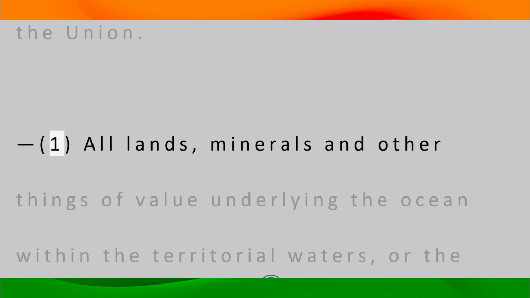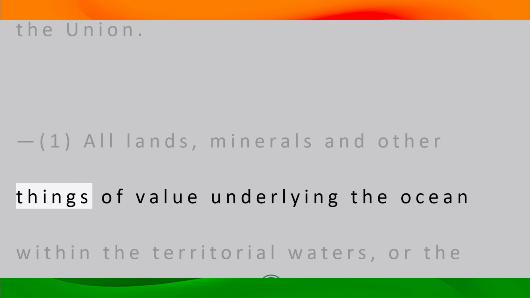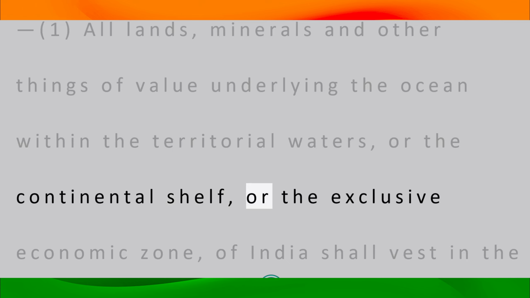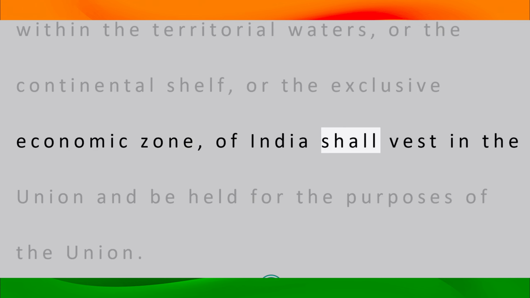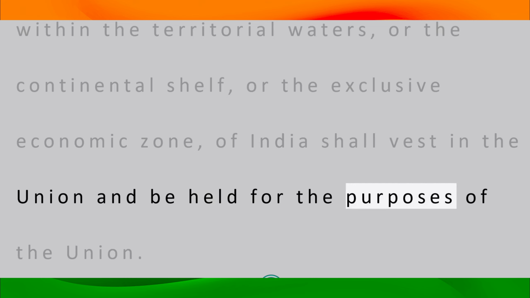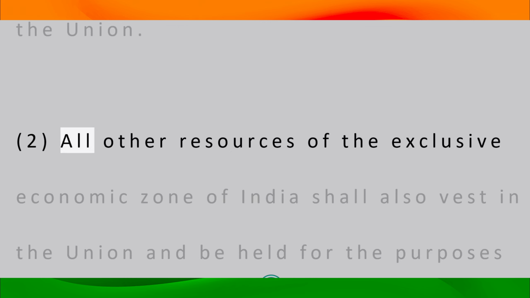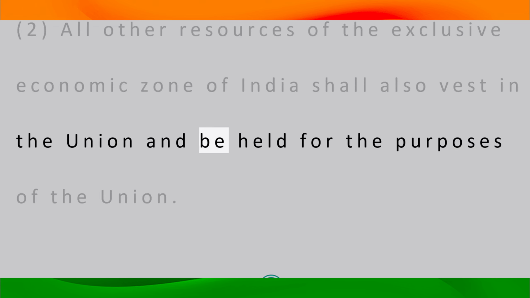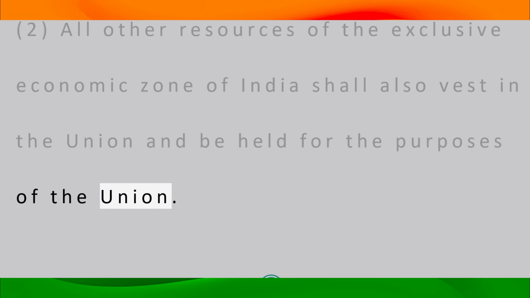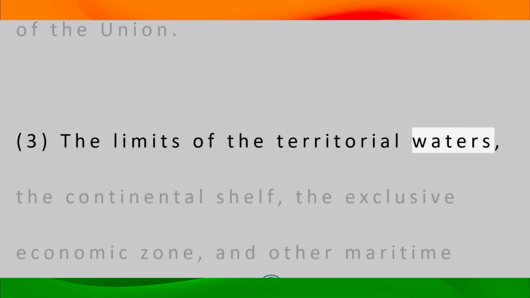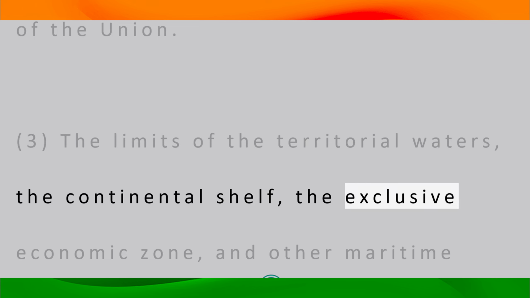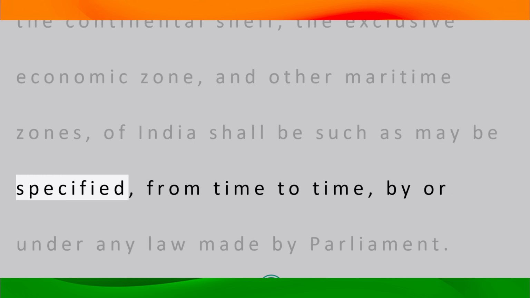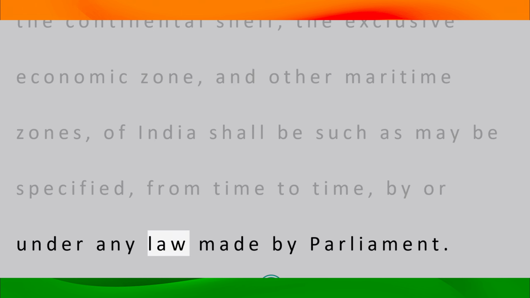1. All lands, minerals and other things of value underlying the ocean within the territorial waters, or the continental shelf, or the exclusive economic zone, of India shall vest in the Union and be held for the purposes of the Union. 2. All other resources of the exclusive economic zone of India shall also vest in the Union and be held for the purposes of the Union. 3. The limits of the territorial waters, the continental shelf, the exclusive economic zone, and other maritime zones of India shall be such as may be specified, from time to time, by or under any law made by Parliament.